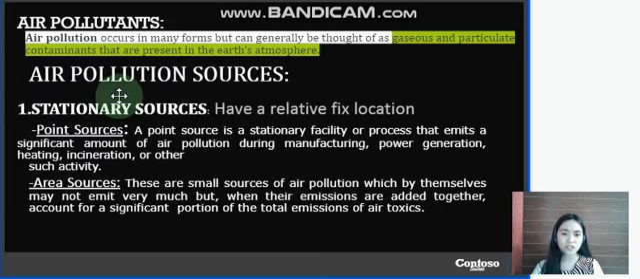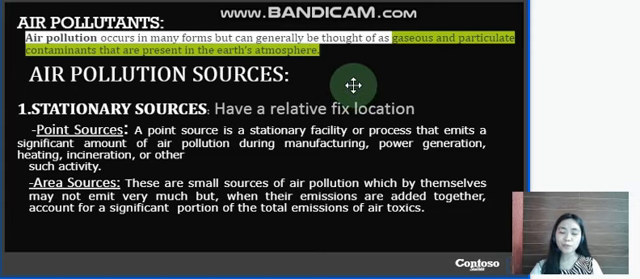So now, let's try to identify the air pollutants, and of course, its sources. So let's first define air pollution. Air pollution occurs in many forms, but generally can be thought of as gaseous and particulate contaminants that are present in the Earth's atmosphere. So malalaman natin dito kung anong source or kung ano-ano yung nagiging effect as we go through our lecture.